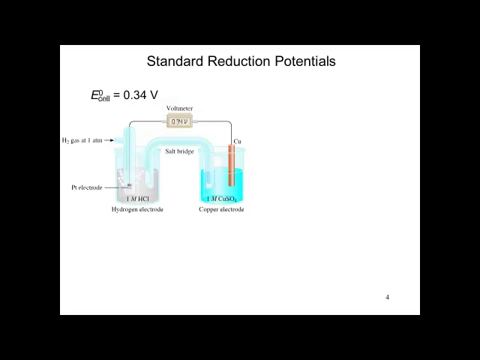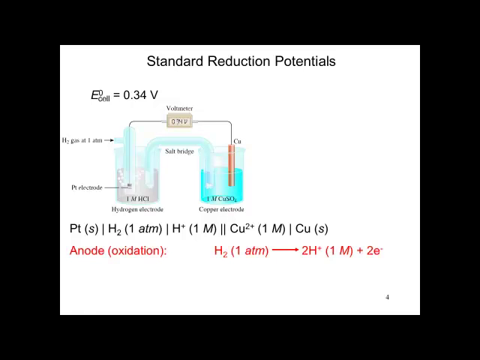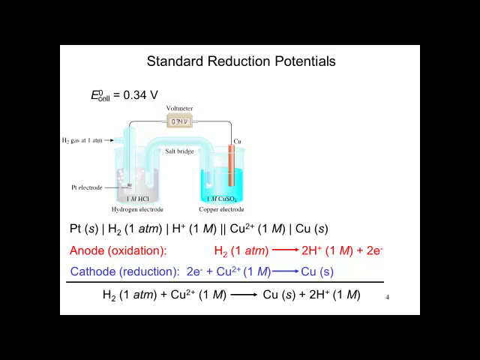This time we'll hook up copper in contact with copper sulfate to a hydrogen electrode. Here E0 of the cell is 0.34 volts. Again, the cell diagram. The oxidation at the anode is hydrogen becomes 2H+ plus 2 electrons. The reduction at the cathode is 2 electrons plus copper 2+ yields copper. This is the overall reaction: H2 plus Cu2+ yields Cu plus 2H+.